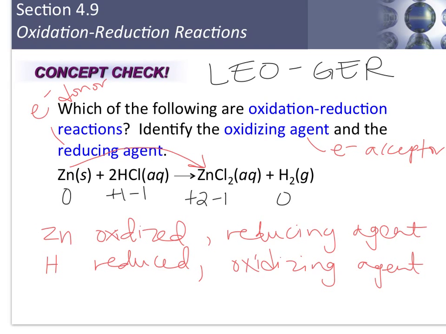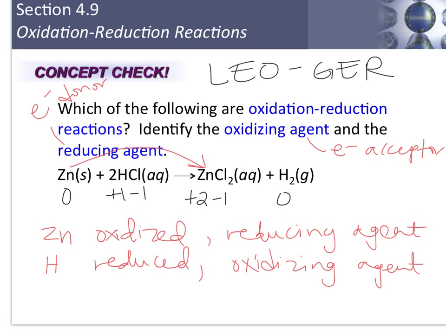Okay, so if we look at the oxidation state for everything, zinc is an element, so its oxidation state is 0. Hydrogen is always a +1, so then the chloride has to be a -1. Zinc chloride is just an ionic compound, so we'll use the charges. Zinc is always a +2, and again chloride is a -1, and there are 2 of those, so that balances that out. And then hydrogen is another element, so its oxidation state is 0.